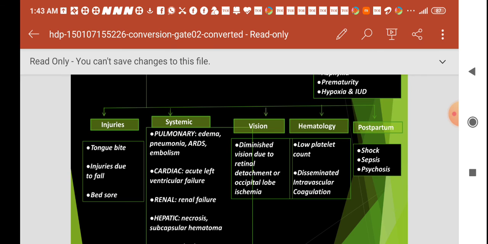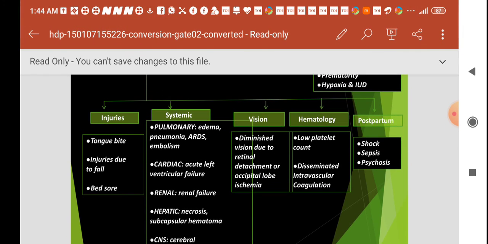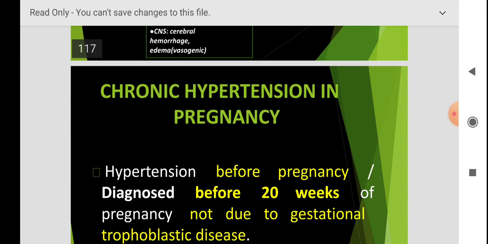Systemic, there could be development of pulmonary edema, pneumonia, ARDS, embolism. Cardiac, acute left ventricular failure. In renal, there could be renal failure, hepatic necrosis, subcapsular hematoma. In CNS, cerebral hemorrhage, edema. Vision, diminished vision due to retinal detachment or occipital lobe ischemia. Hematology, low platelet count and DIC. Postpartum, there could be development of shock, sepsis and psychosis.